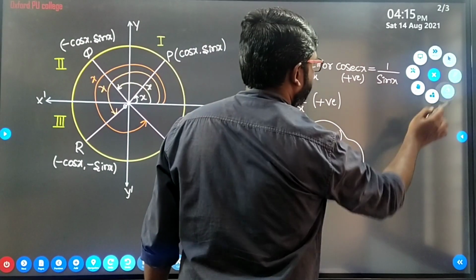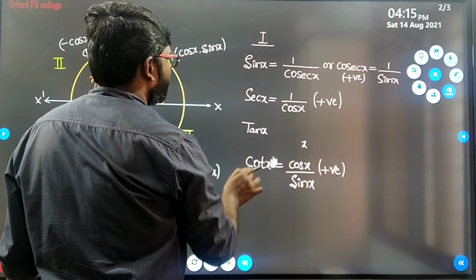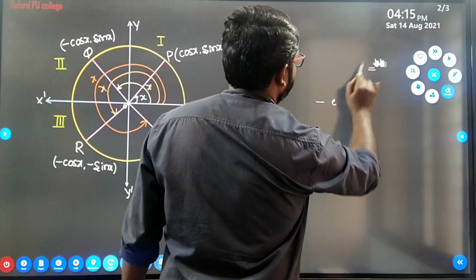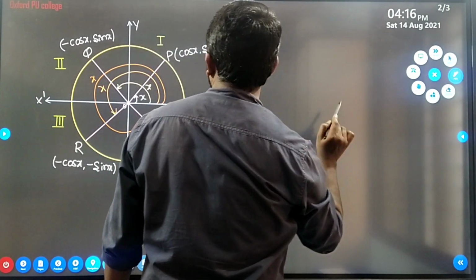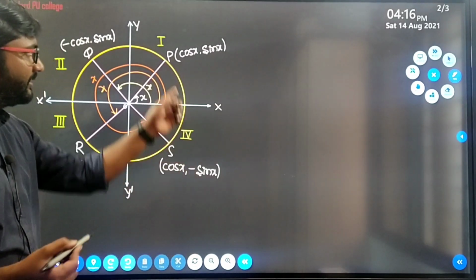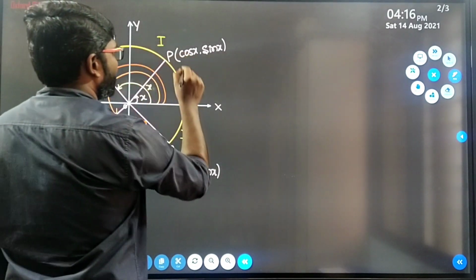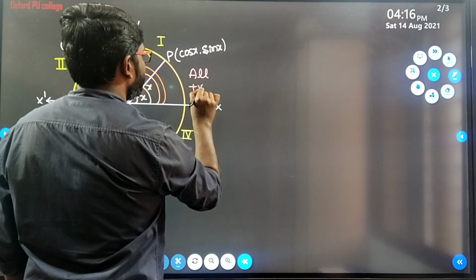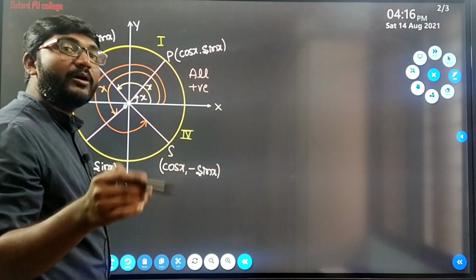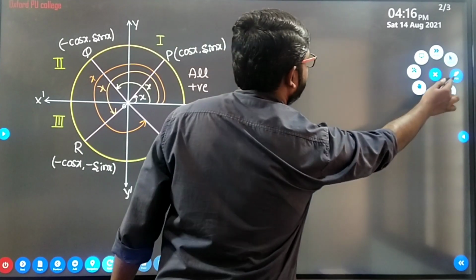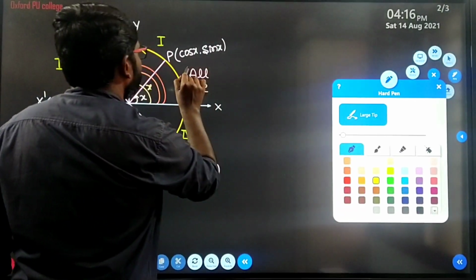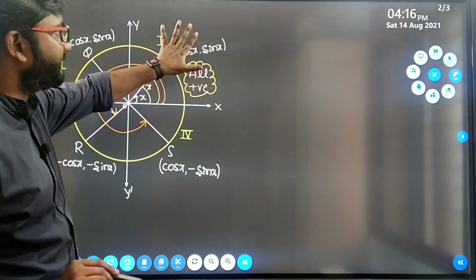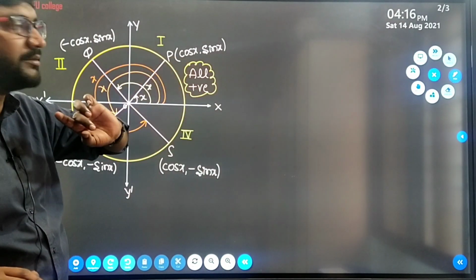So remember, this is going to be a very important concept. That is why I am explaining very slowly, because this concept will be very much helpful in physics as well. So in the first quadrant, all positive. All positive means all the trigonometric ratios are positive in the first quadrant. So this you will have to remember.